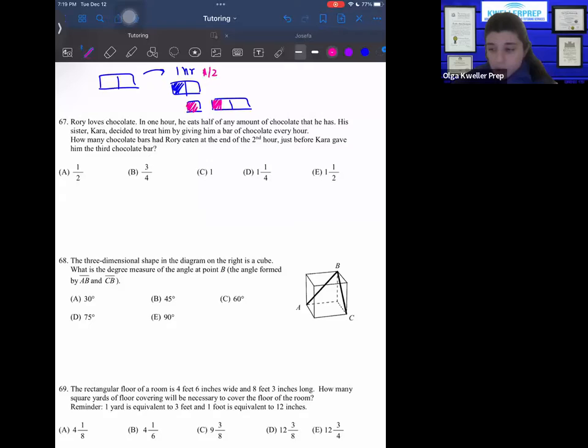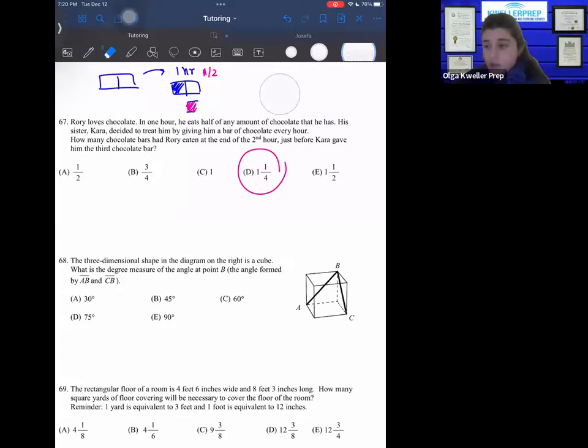So here he ate half a chocolate bar, right? One half. Now the new amount that he had at this point is 3/2 of a chocolate bar, which is the same thing as 6/4, and here he ate 3/4, right? Half of that. So in total, he ate 1/2 plus 3/4, which is 1 1/4 chocolate bars. Does that make sense?